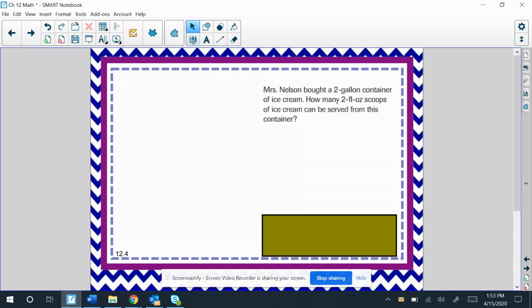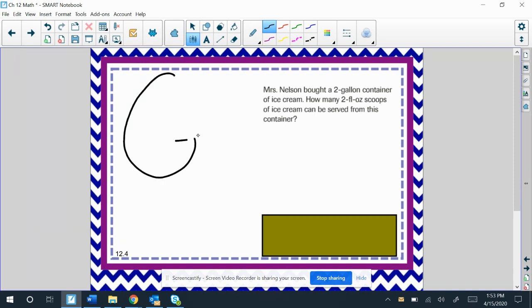All right, let's do it together. I have a gallon, and I'm going all the way to those fluid ounces. So let's see if I can draw small enough. Hopefully on your paper you took more space than I did. 8, 8, 8, 8.